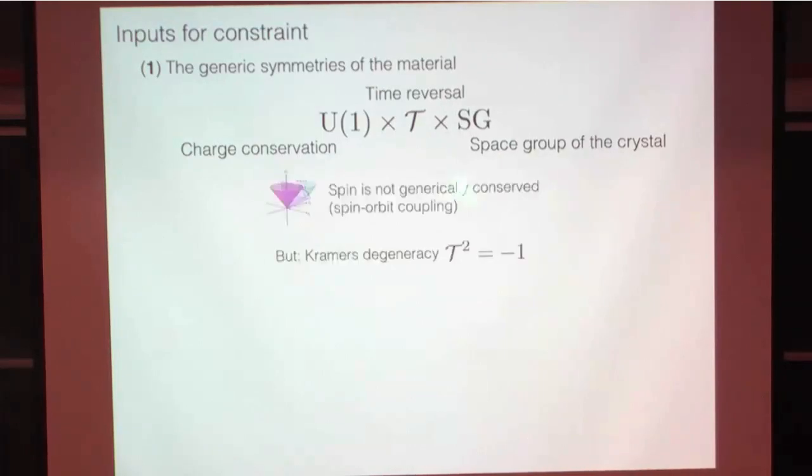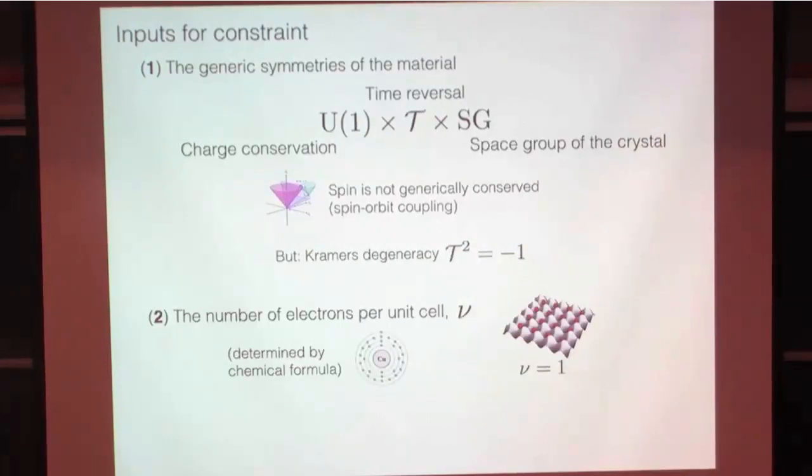Now you'll notice here that I'm not putting spin rotation symmetry, SO(3). And the reason is generically spin isn't actually conserved in materials. There's spin-orbit coupling, where angular momentum is transferred between the orbital and the spin degree of freedom, so SO(3) isn't preserved. But the reason we know that the fermions still have the spin attached to them is that under time reversal, T squares to -1. So that's the Kramers degeneracy. So this I will make use of.